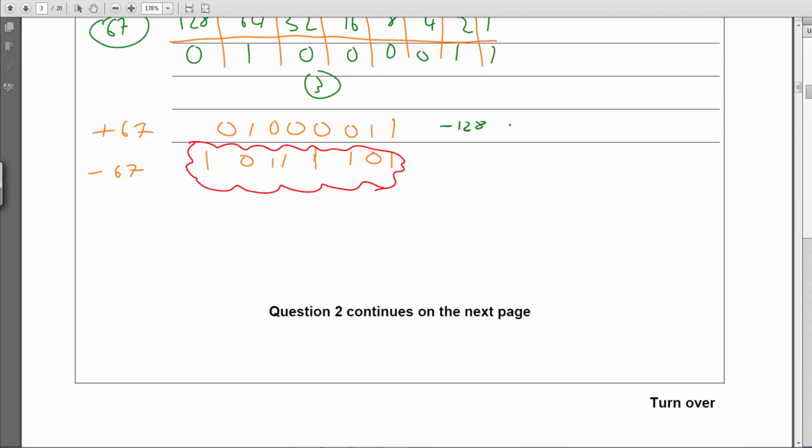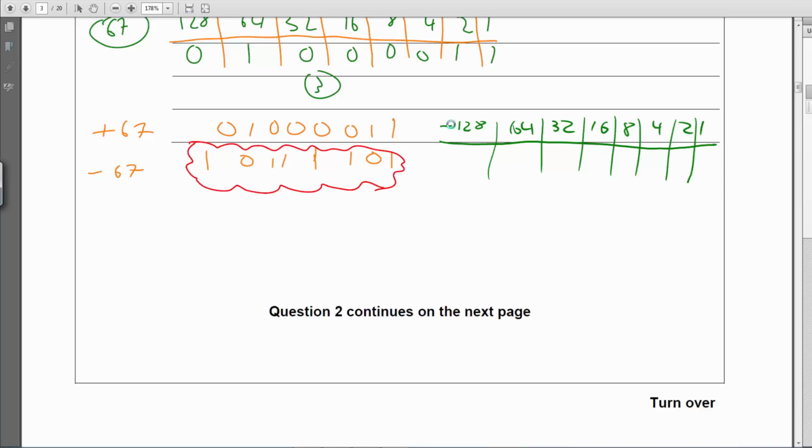But to convert backwards, it's really useful. So this is then 64, 32, 16, 8, 4, 2, 1. By the way, this has got nothing to do with the question, I'm just showing you this because you might get the reverse in your actual exam.